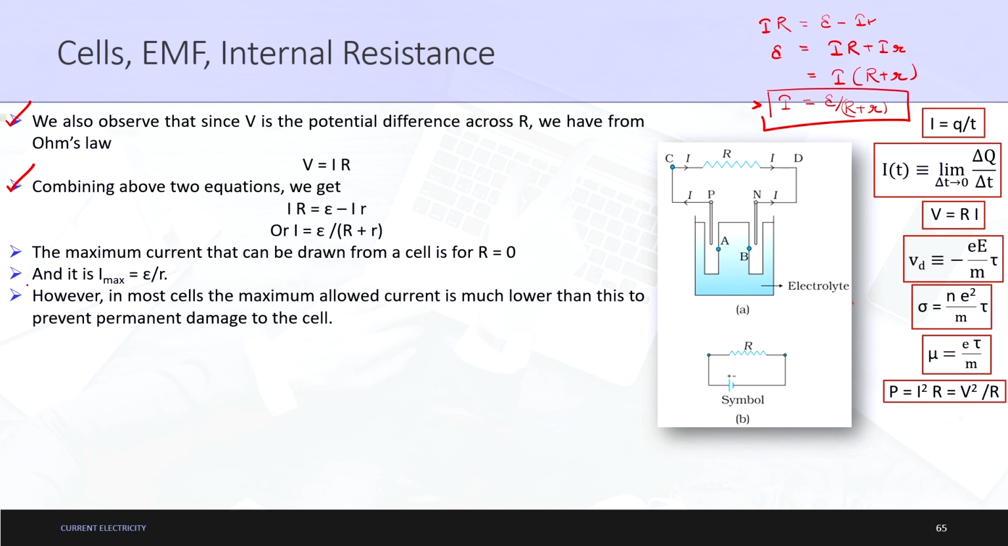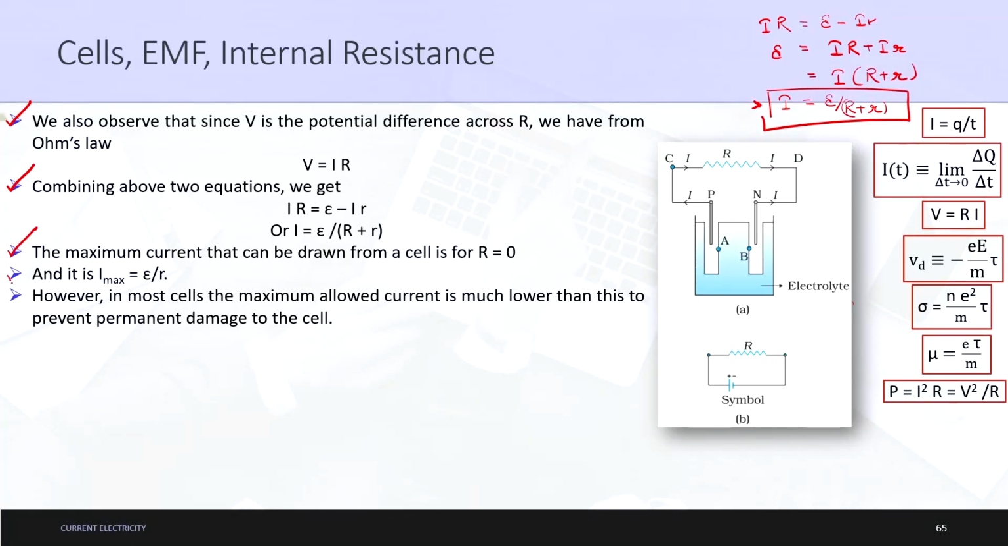Next, the maximum current that can be drawn from a cell is for capital R equal to 0. We cannot change the internal resistance value because that is inherent in the device. So what we can change here is the capital R value. If we need to find the maximum current for a constant battery having a potential difference of epsilon, then that maximum current is nothing but epsilon by small r.